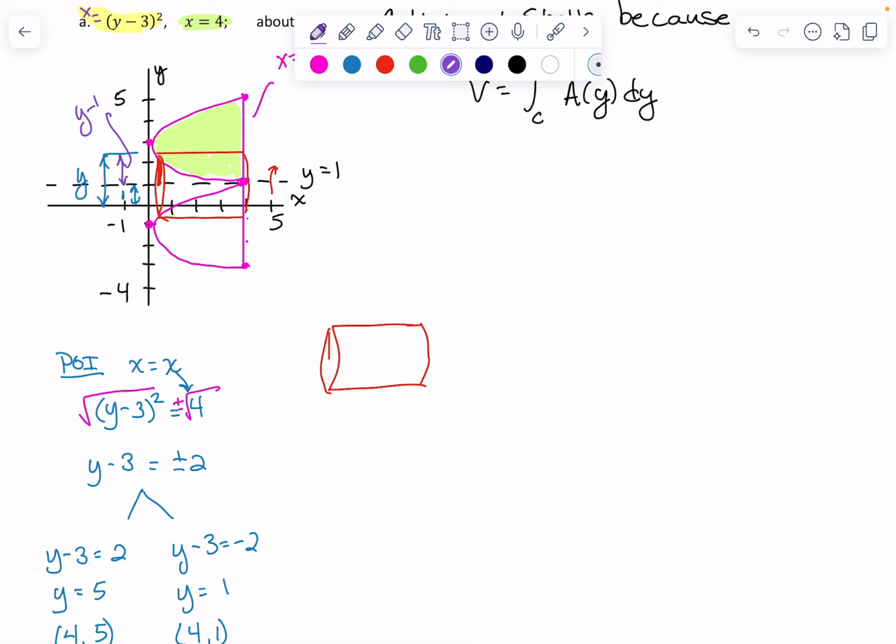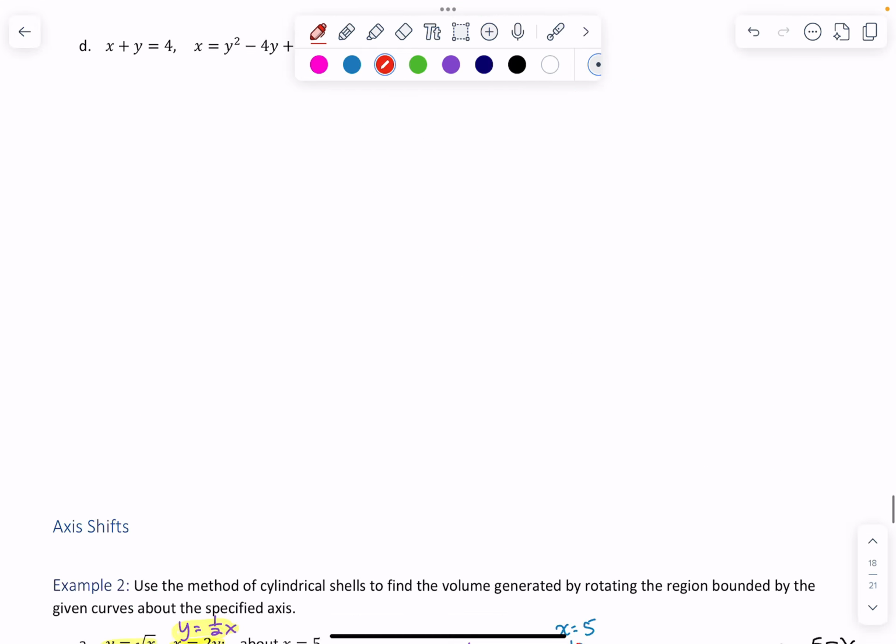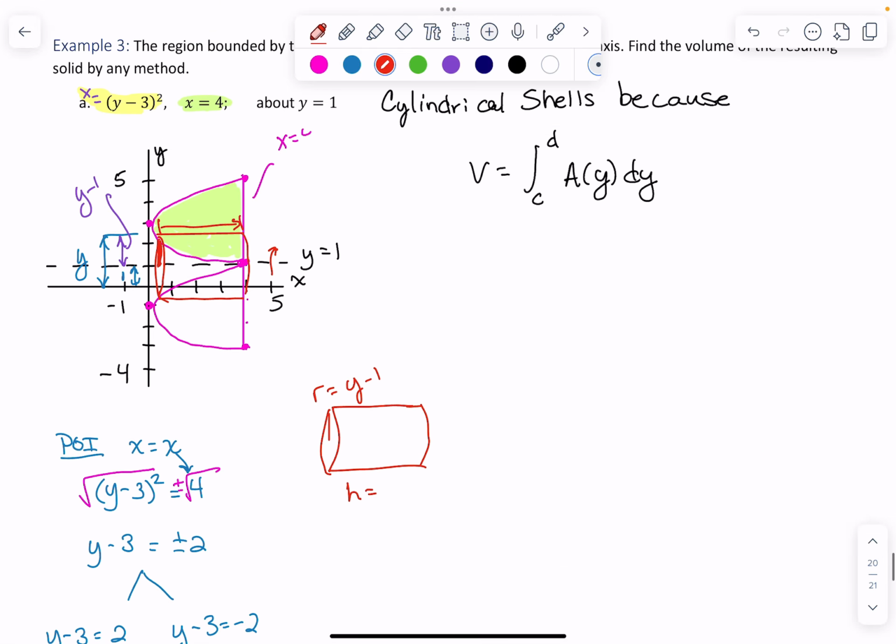Make sense? So if this covers the whole distance to wherever my shell is, I know the distance from here to here is 1, and the distance from here to here must be y minus 1, and that's going to be my radius. All right, so I'm going to say r equals y minus 1. And then my height, that's going to be from here over to here. So here we're looking for it in terms of y, right? Because I'm looking for this a of y, right?